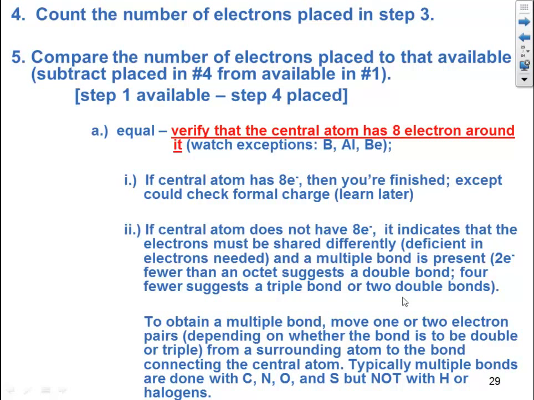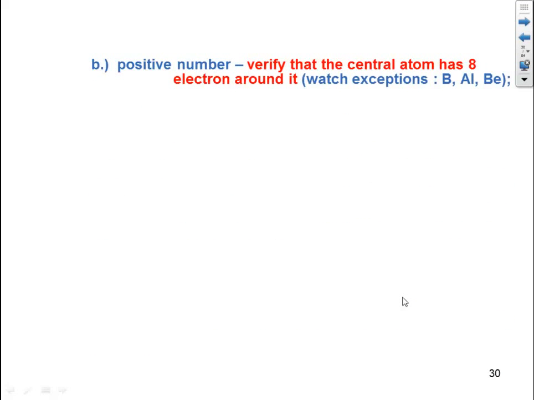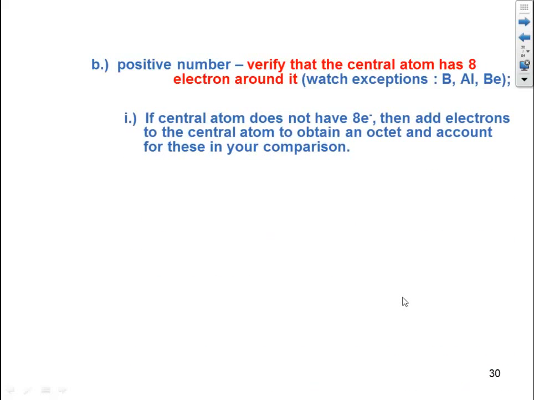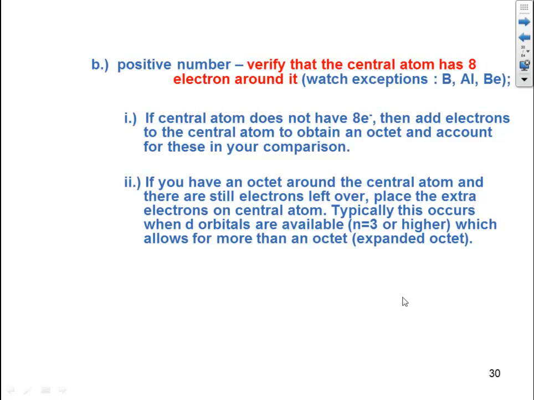So, once again, we will compare our numbers of available to placed. If we get a positive number, we verify that the central atom has 8 electrons around it, watching the exceptions. If the central atom does not have 8 electrons, then add electrons to the central atom to obtain an octet and account for these in your comparison. If you have an octet around the central atom and there are still electrons left over, place the extra electrons on the central atom. Typically this occurs when d orbitals are available. That's n equals 3 or higher, which allows for more than an octet, which we call an expanded octet.